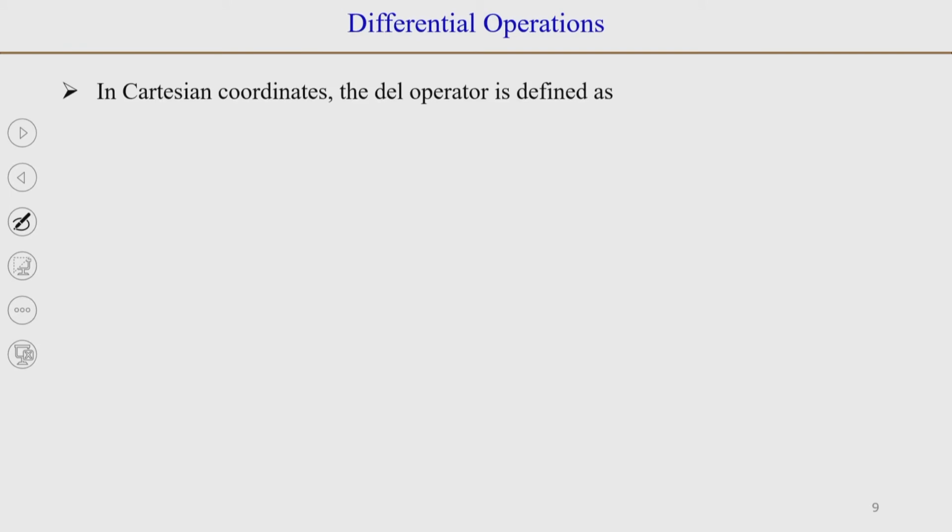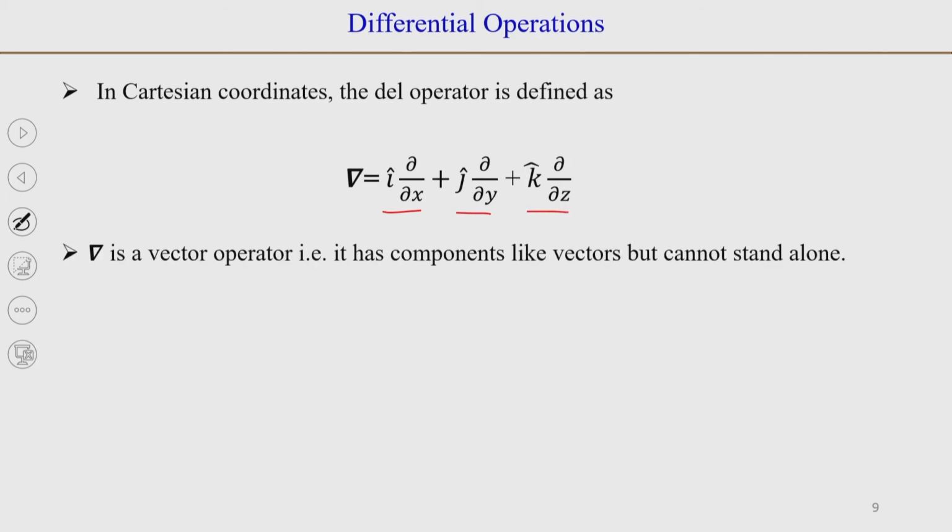So, the other operation that we will be interested in is the differential operation on vectors. In Cartesian coordinates we define an operator, del, which is equal to i del by del x plus j del by del y plus k del by del z. As you will notice, this looks like a vector. The del operator is also called nabla.